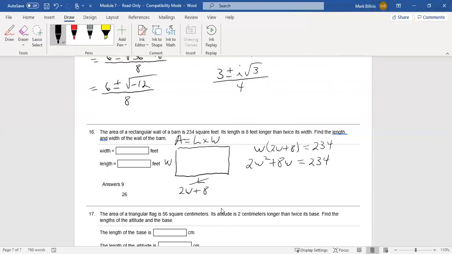Now keep in mind, anytime you're solving an equation, what you do to one side, you do to the other. In this case, to make life easier on you, you notice that 2, 8, and 234 are even numbers. So what I would do is divide everything by 2. This would give me w squared plus 4w equals, dividing each by 2, 117. So in order to solve, we need to set it to 0. So I'm going to move the 117 from the right-hand side to the left-hand side by taking the opposite.